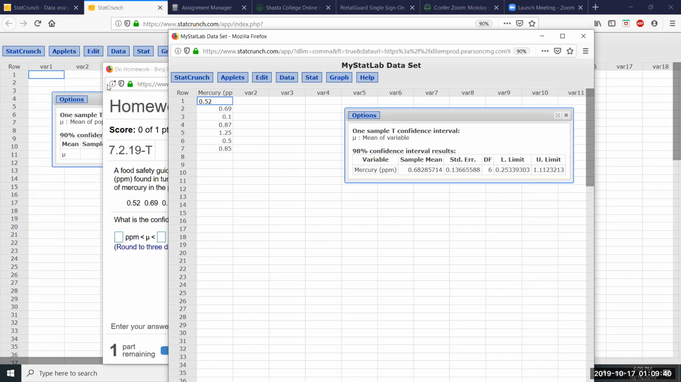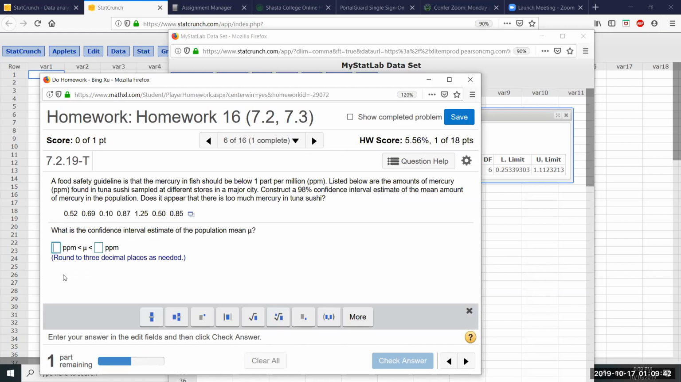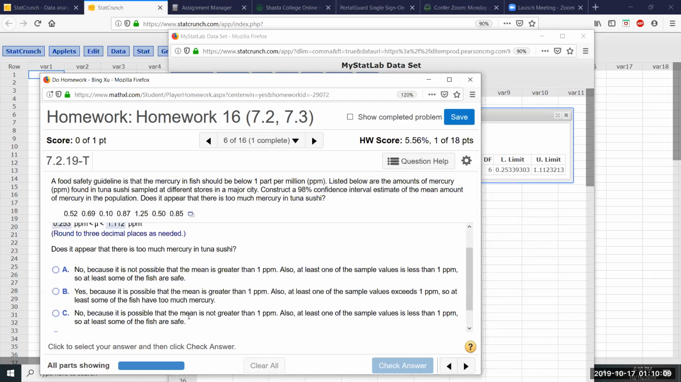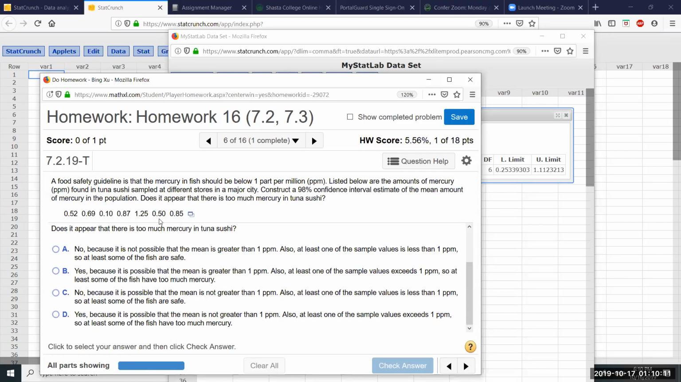Probably round to 3 decimal places. So that's 0.253. The other one is 1.112. There you go. And you compare this with 1.